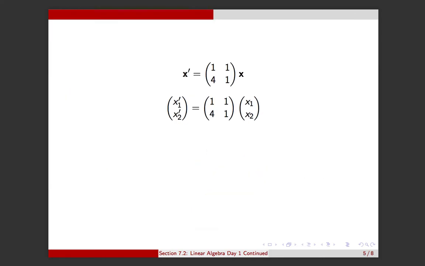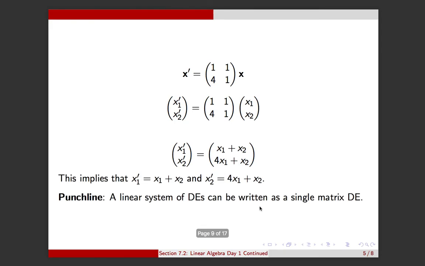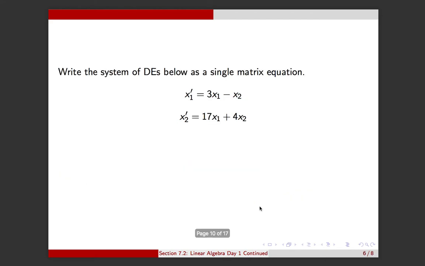Okay, so this matrix equation here is just sort of a more compact way of writing the original system of DEs. So the punchline here is that a linear system of DEs can be written using matrices, sort of as a single matrix equation. So I want you to do the same thing here. Write this system of DEs as a single matrix equation.